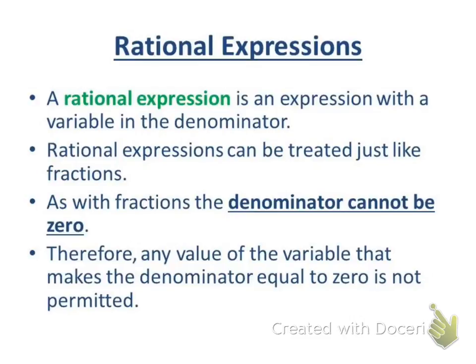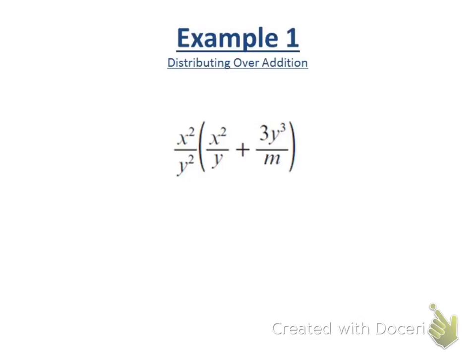As with fractions, denominators cannot be zero, so when we're talking about rational expressions, any variable in a denominator also cannot be zero. So we're going to talk about excluded values. That's what that last bullet point says. Today we're primarily using the distributive property to simplify rational expressions that look like this. They're going to start easy, and we'll get a little more complicated as we move through this.